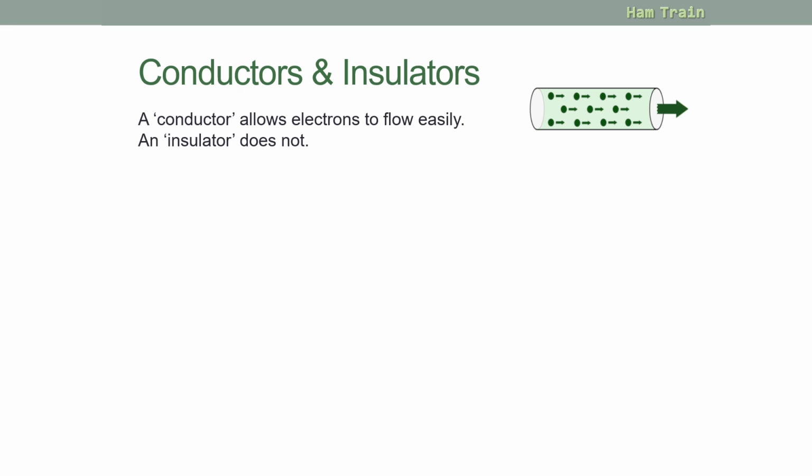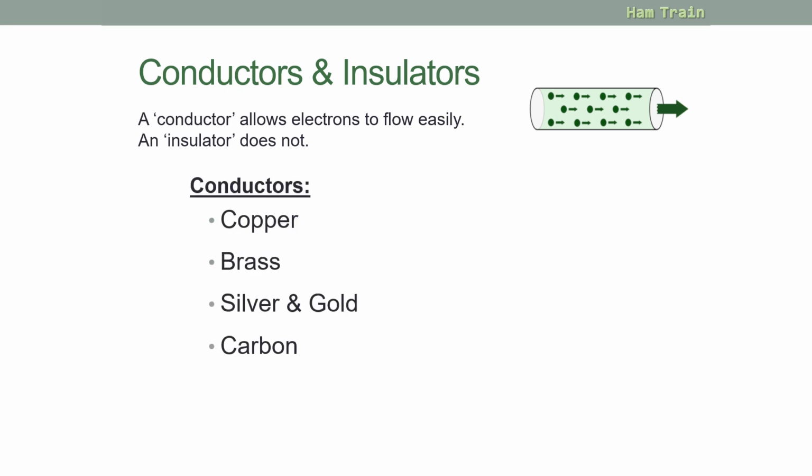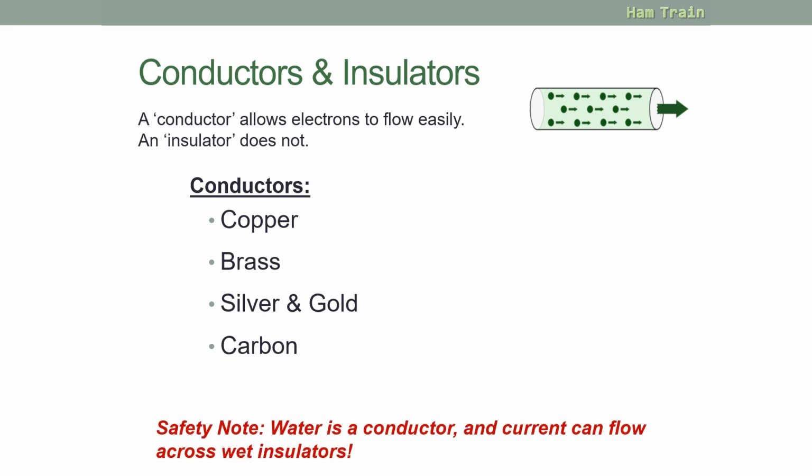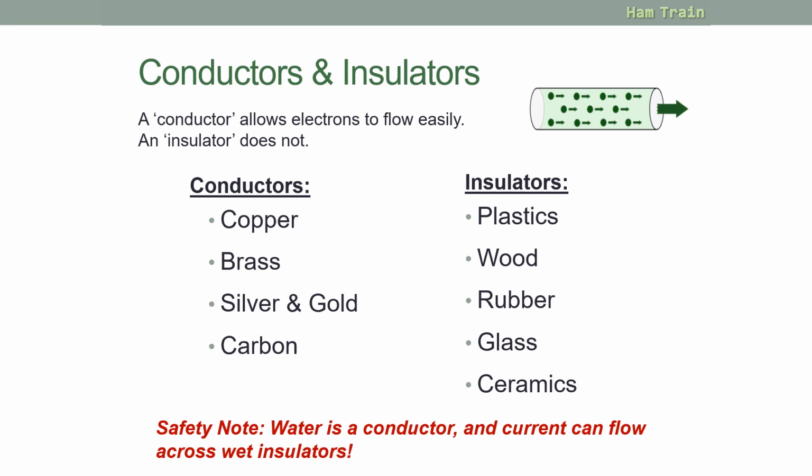Let's look at conductors and insulators. A conductor allows electrons to flow, whereas an insulator does not. Good examples of conductors: copper, brass, silver, gold and carbon. You should note that water is actually a conductor and current can flow across wet insulators. Looking at insulators: plastics, wood, rubber, glass and ceramics. So just be a little bit wary of water. Water on wood could still carry a current.